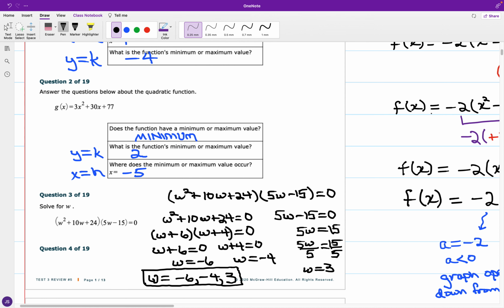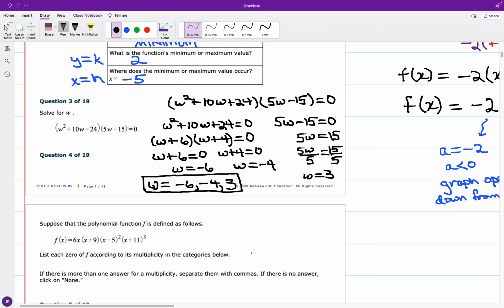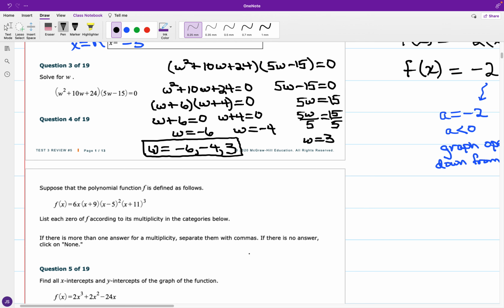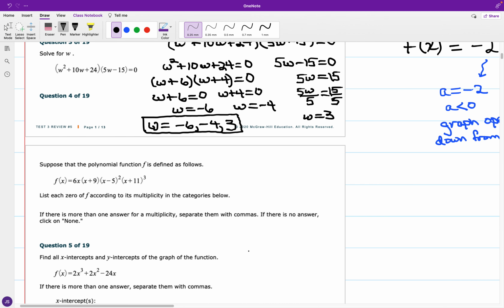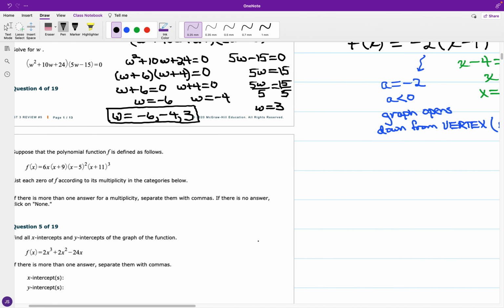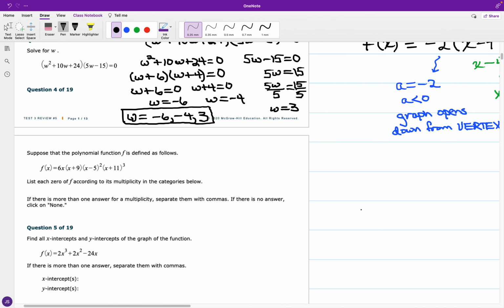Now, for item number 4, it says to suppose that the polynomial function f is defined as follows, and to list each zero of f according to its multiplicity. So we're looking at zeros and multiplicities, and I'm going to use this problem as a case for some of the other topics we've looked at, like end behavior. But for what we have at the moment, we have f of x.